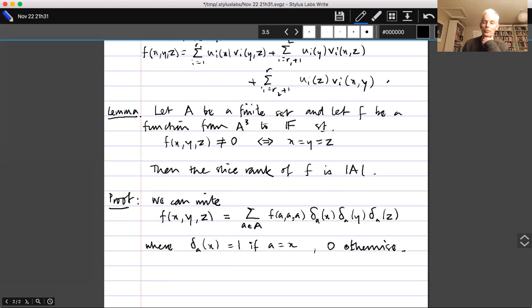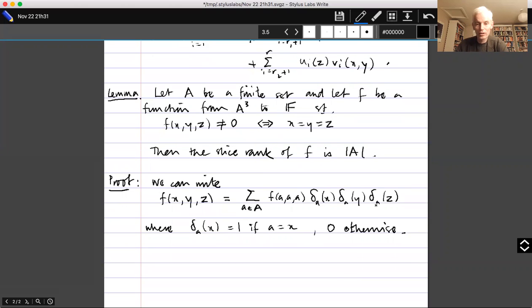So you see that? If x equals y equals z, then they will equal a for exactly one a. And what will that contribute? It will contribute f(x, x, x), because they're all the same, which is what we want it to contribute. And if x, y, and z are not all the same, then all these products will be 0, and we'll get 0. Of course, we can think of this as a function of one variable times a function of two variables. It so happens that the function of two variables splits up as a product of functions of one variable, but that's okay. We have size of A terms in this sum, and therefore the rank is at most the size of A.